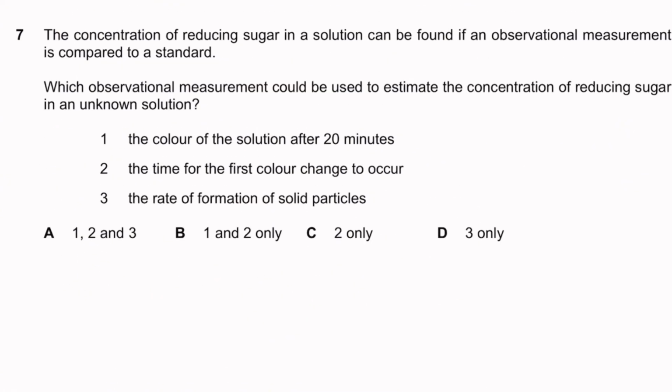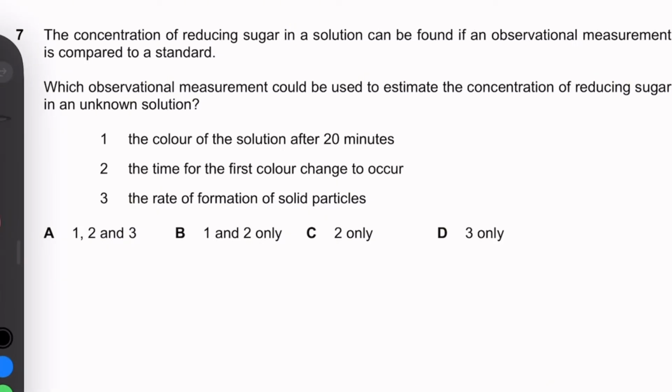Okay, 7. Concentration of reducing sugar in a solution can be found if an observational measurement is compared to a standard. Which observational measurement could be used to estimate the concentration of a reducing sugar in an unknown solution? The color of the solution after 20 minutes, that could be possible. The time for the first color change to occur would also be one of the ways we do the test. The rate of formation of solid particles actually takes quite a while, so maybe not. It's not a really accurate way of measuring, especially since the color could be dark. So I would cancel out 3 and say 1 and 2 only, B.